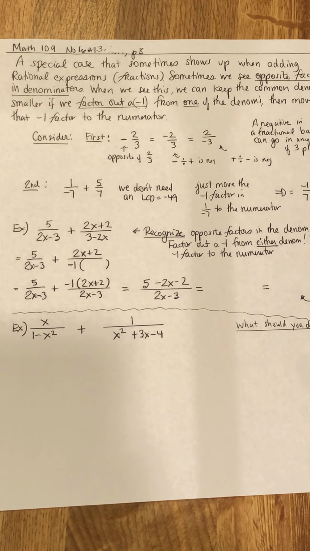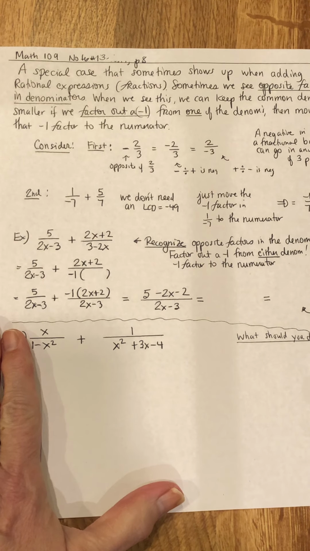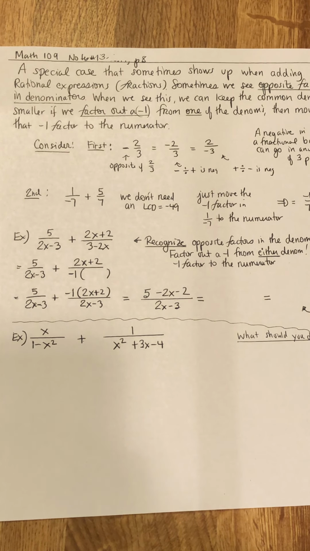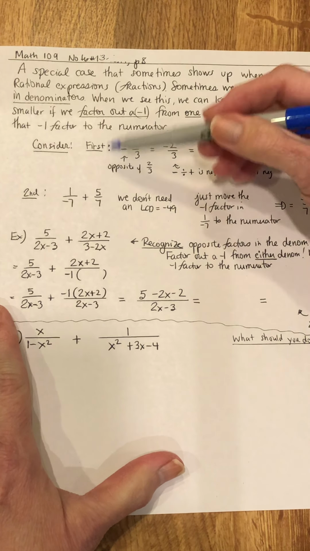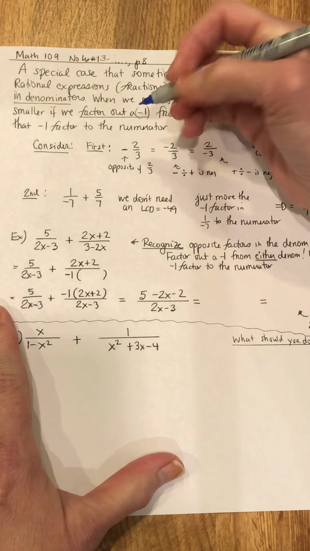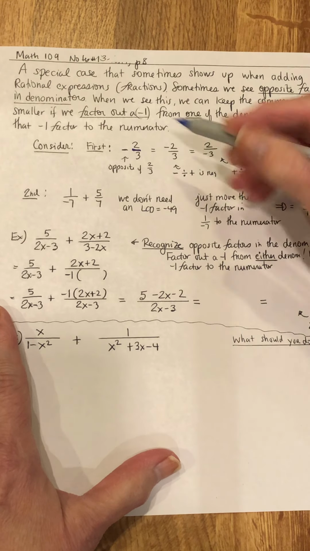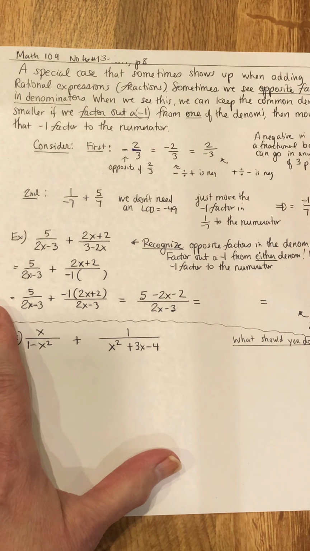So if we find opposite factors in denominators, before building the common denominator, we're going to see that we can factor out a -1, and that will actually shrink the common denominator. So just consider the fraction -2/3. And here the negative is right level with the fraction bar, and you would read this as the opposite of 2/3.